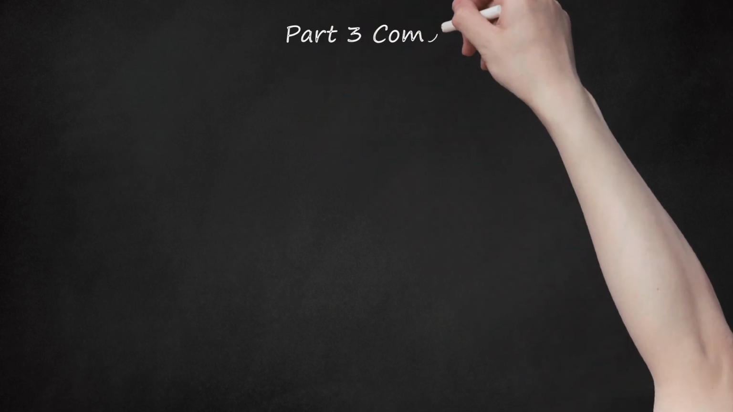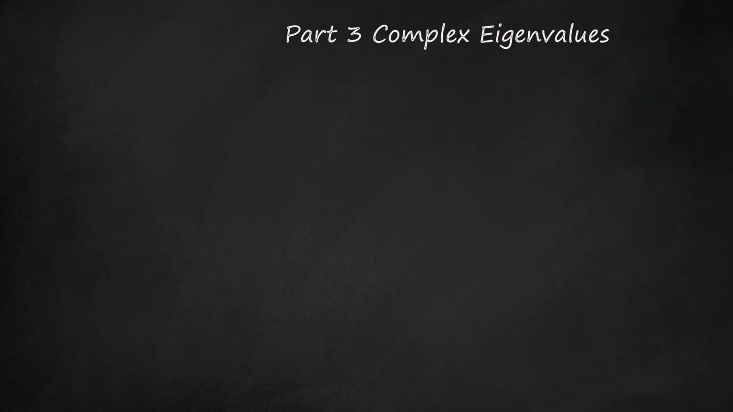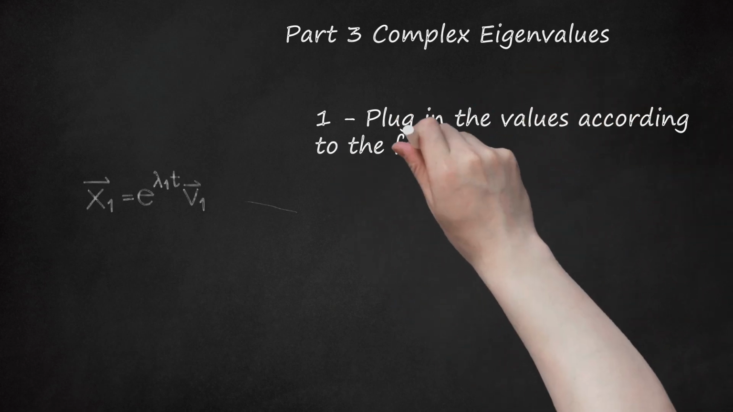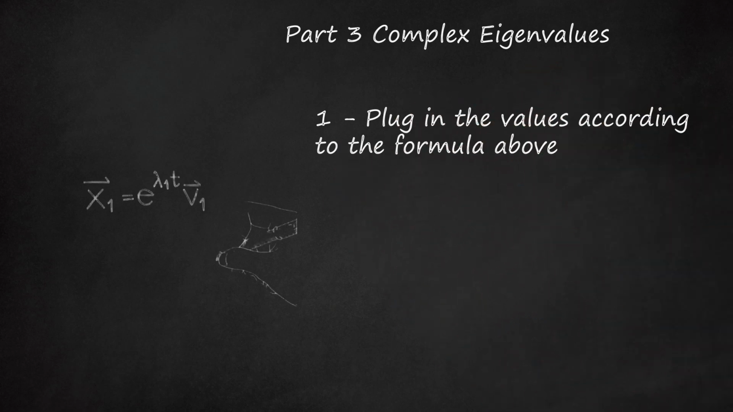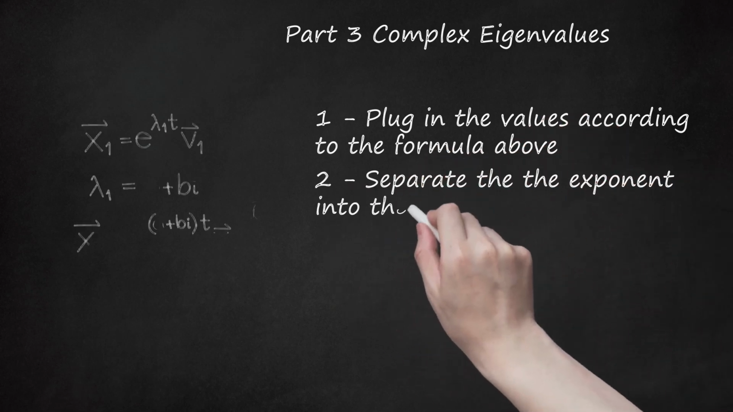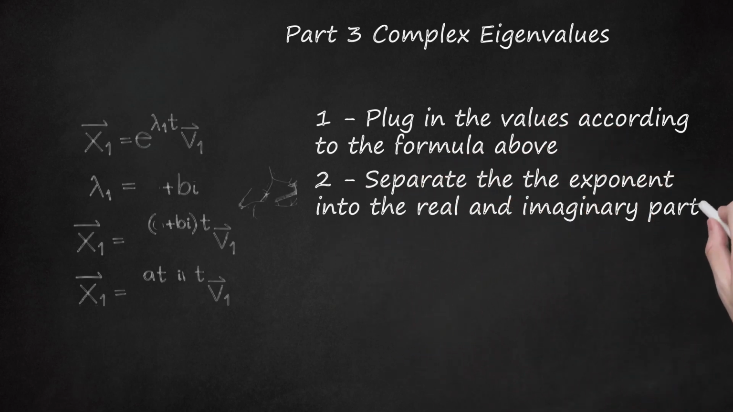Part 3: Complex eigenvalues. 1. Plug in the values according to the formula above. Choose one of the eigenvalues and its corresponding eigenvector. 2. Separate the exponent into the real and imaginary part. Follow the rule of exponents.